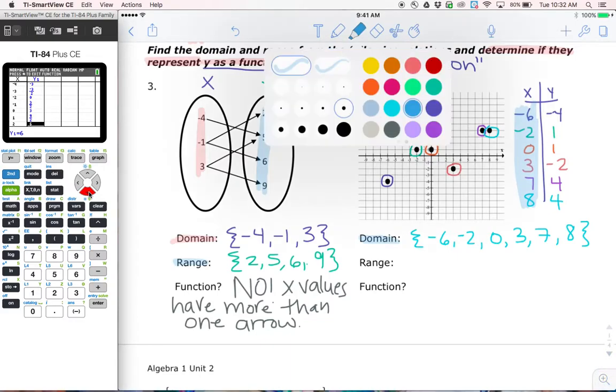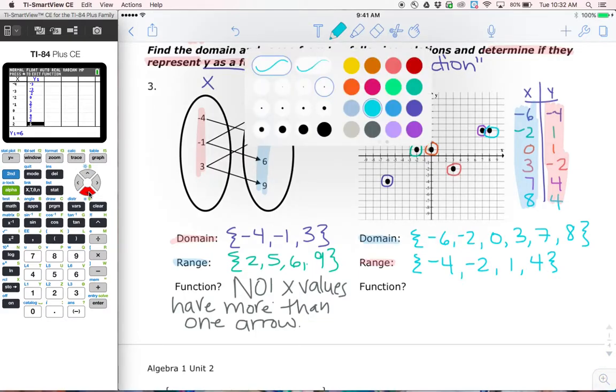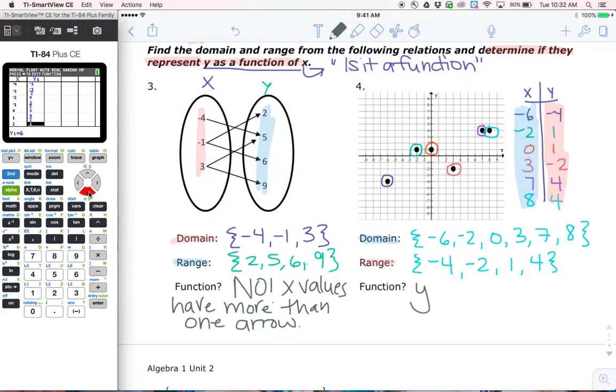Now my range values are going to be the ones on the right side this time, right? My y values here, those are my range values. Remember we want to go from least to greatest and don't repeat numbers. So I'm going to start with -4. My next smallest number was -2. My next smallest number was 1, which we don't need to write twice. And then 4, which again, we don't need to write twice. Is this a function? Well, based on my graph, yes it is, right? Passes the vertical line test.